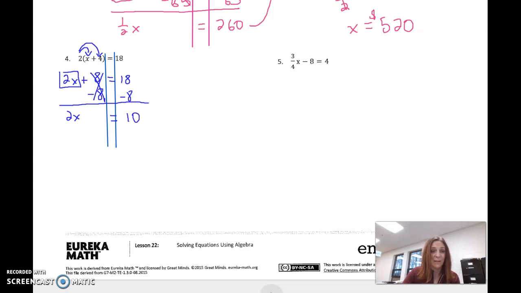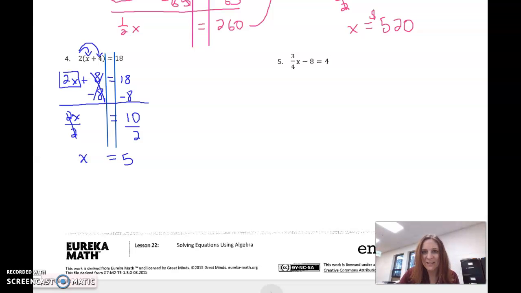Now one step equation, step 3 of our steps. This is 2 times x, so I undo multiplying with dividing. I divide by 2 because 2 divided by 2 is 1x. Whatever I do to one side, I do to the other. 10 divided by 2 is 5. Okay, and you absolutely could plug that in, see if it's an answer. If I put 5 in here, 5 plus 4 is 9. 2 times 9 is 18.